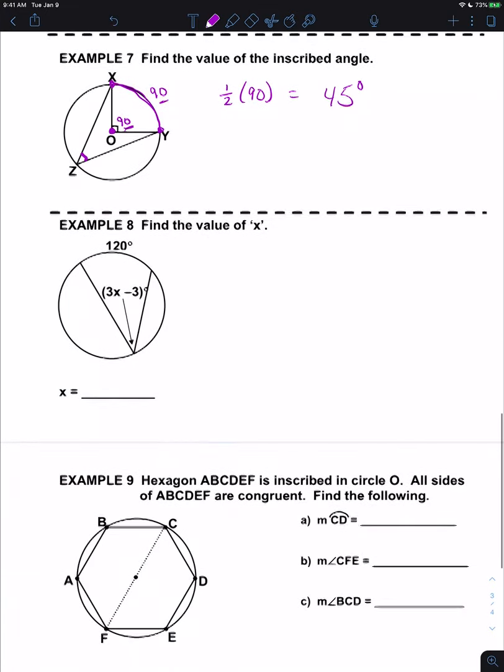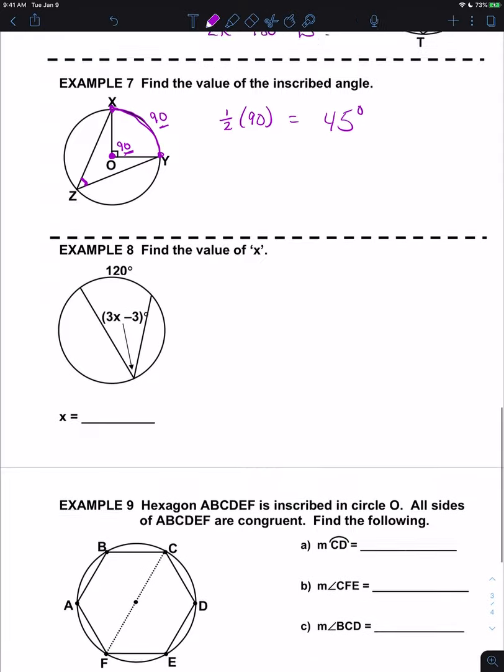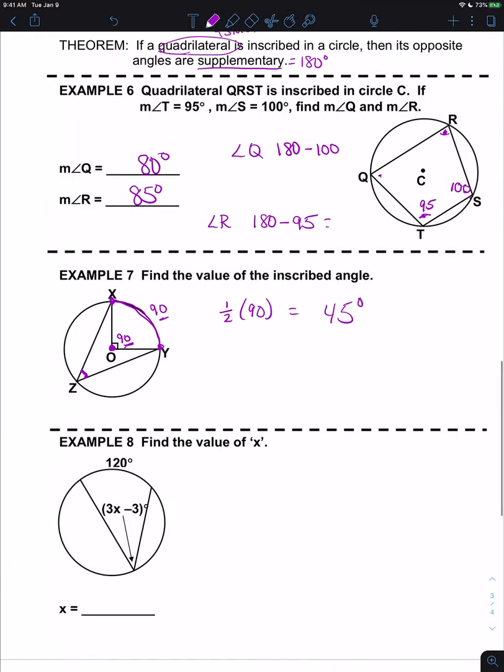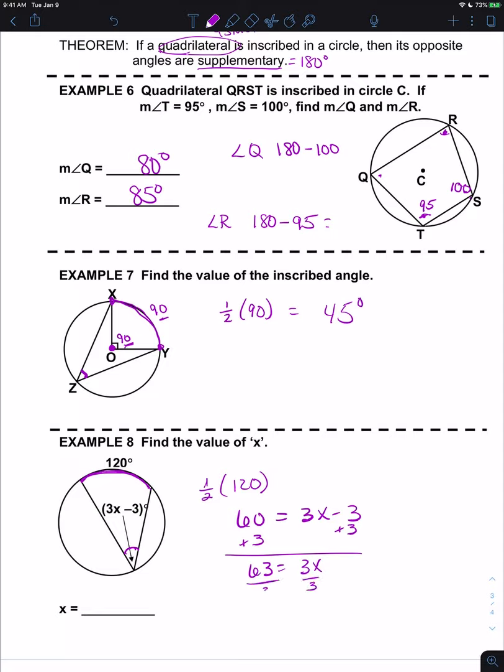All right, so now we're going to find the value of X here. We are told this is 120 degrees, the arc. So remember, this inscribed angle has to be 1/2 of that 120, which gives us 60. So 60 has to equal that 3x minus 3, and we're solving for x, so we're going to add 3. So 63 is equal to 3x. And then we'll divide both sides by 3, so x is 21.